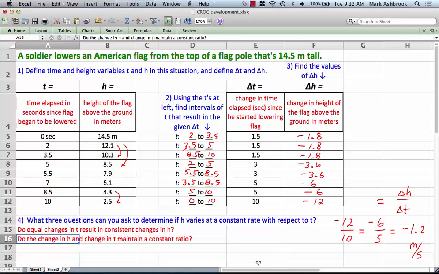Oh, no. So actually, let's ask another question here. What about H and T? Do H and T maintain a constant ratio? So what I want you to find is H over T for 3.5 seconds and say 7 seconds, okay? So find the value of H over T for 3.5 seconds right here and for 7 seconds. Find the value of H, the height divided by the time elapsed. Let's do that quick. So what's H divided by T at 3.5 seconds and at 7 seconds? And let's look at that ratio. The ratio of the quantities themselves.